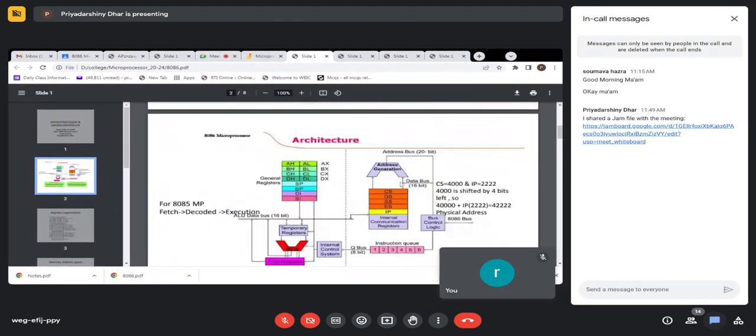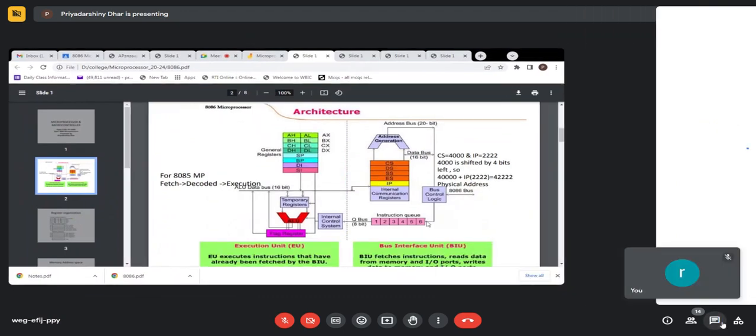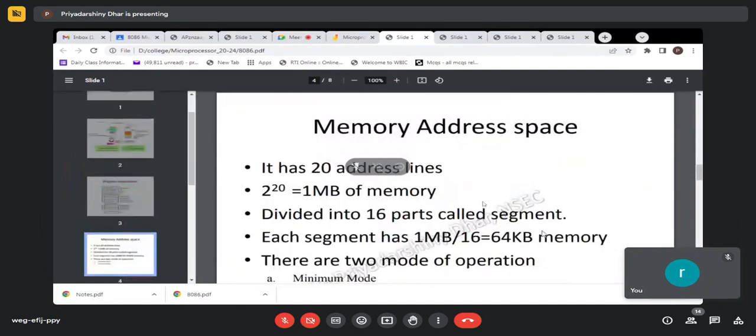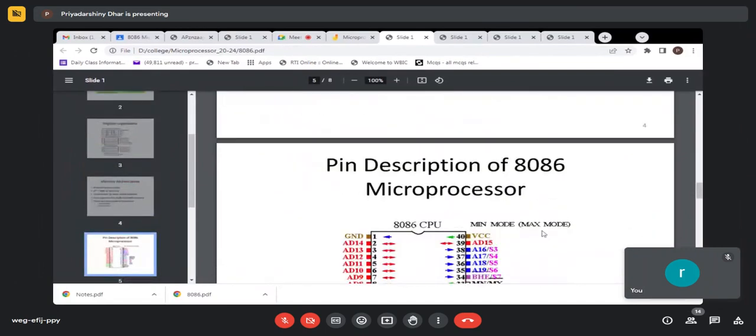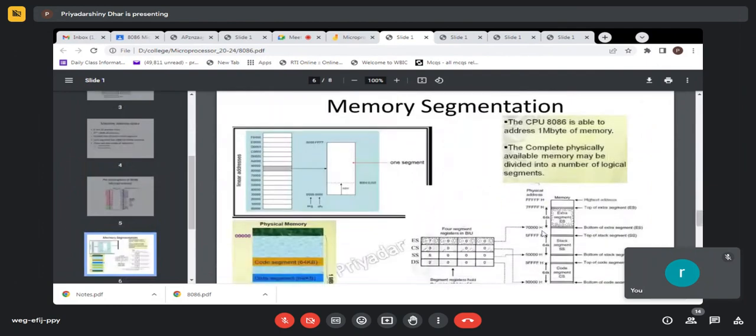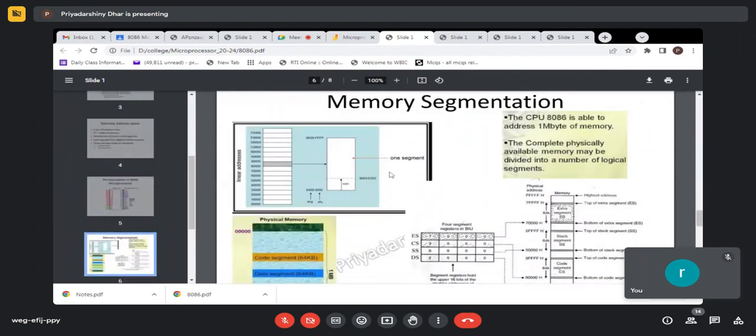Now, before explaining each and every detail, first I will explain the memory address space. Now look at this, linear addresses, memory segmentation. Can you see this PPT slide? Yes, ma'am.